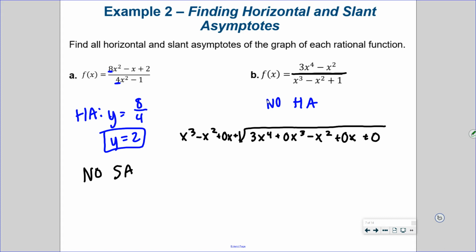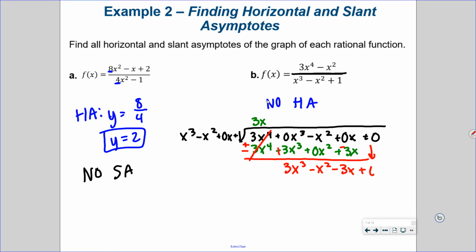So what times x cubed would give me 3x to the 4th? That would be 3x. So we get 3x to the 4th minus 3x cubed plus 0x squared plus 3x. Now the good news is usually it's like 1 or 2 steps you have to do. You don't have to finish the whole problem because you'll see what happens. I'm going to change these to the opposite. Obviously 0 doesn't matter. Those cancel. I get positive 3x cubed minus x squared minus 3x. Carry down the 0.